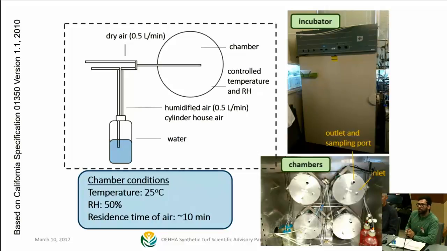You can see how the system works there. You have dry air and humidified air, mixing, getting into the chamber, and the chamber is located inside an incubator to maintain constant temperature. On the chamber we have outlet and sampling ports and the inlet where the air is coming in. The air hits the back end of the chamber, creating a good vortex inside, so the air inside the chamber is well mixed.